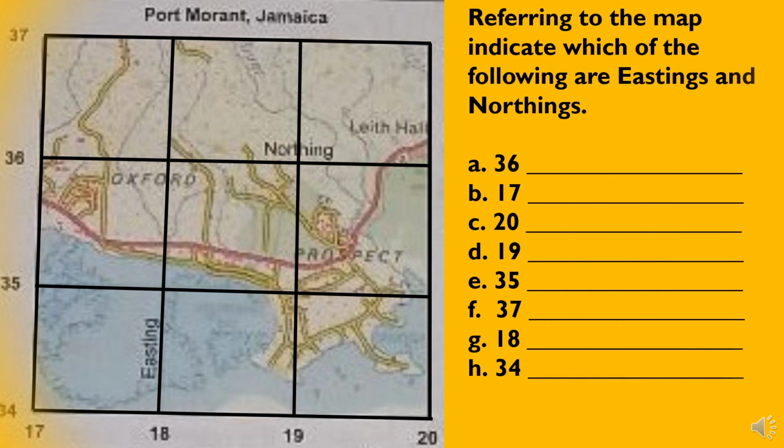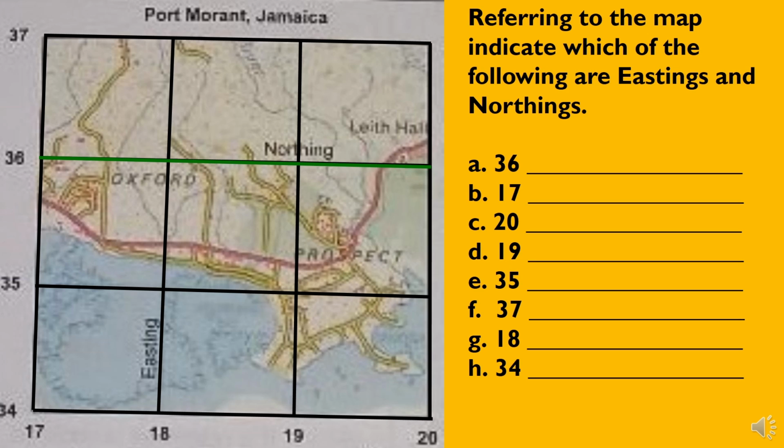So here is an activity we can both do together. Here we have a map of Port Morant, Jamaica. So the task is to determine which of these lines are either northings or eastings. Okay, so let's start with A, 36. Is 36 an easting or northing? 36 is a northing. As you can see, it is a horizontal line.